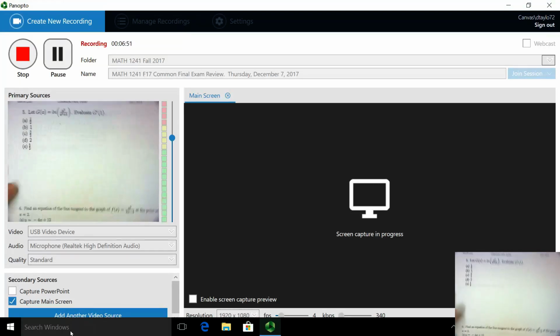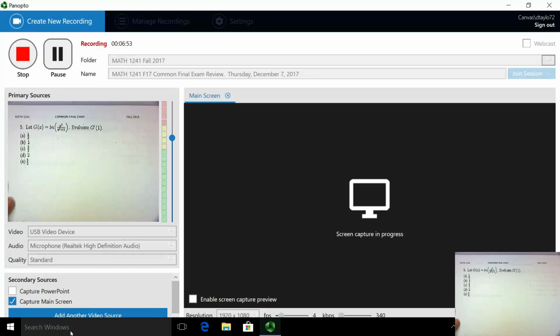Number 5. We're given big G of x is equal to the natural log of x squared divided by x squared plus 1. We would like to find G prime evaluated at 1. All right, so we can find the derivative in the form that it is in, but let's quickly see how deep this composite function is. How many levels deep is this composite function?